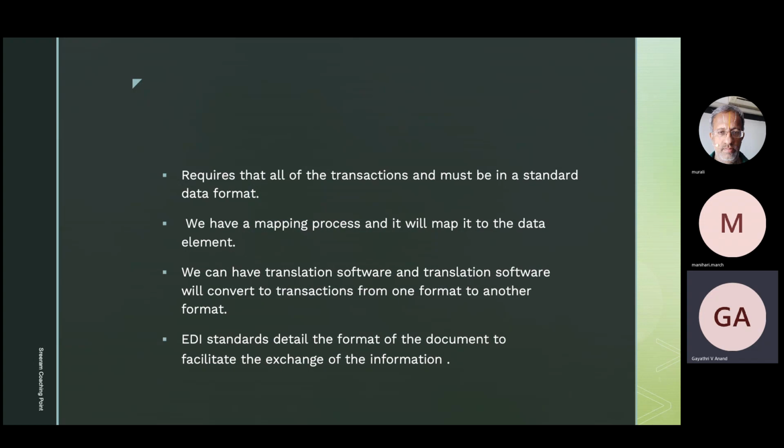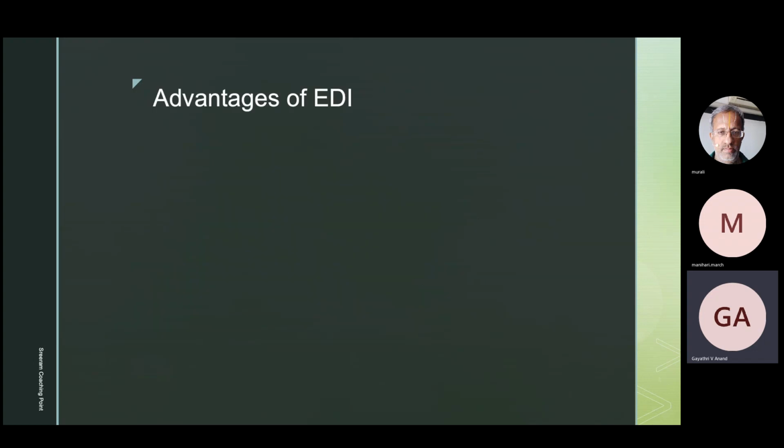One question could be, what would be the cost involved in EDI? You can say that the cost of buying a translation software is a very, very important cost, and therefore it makes it very, very expensive in spite of all the benefits that it gives. One question could be like that.